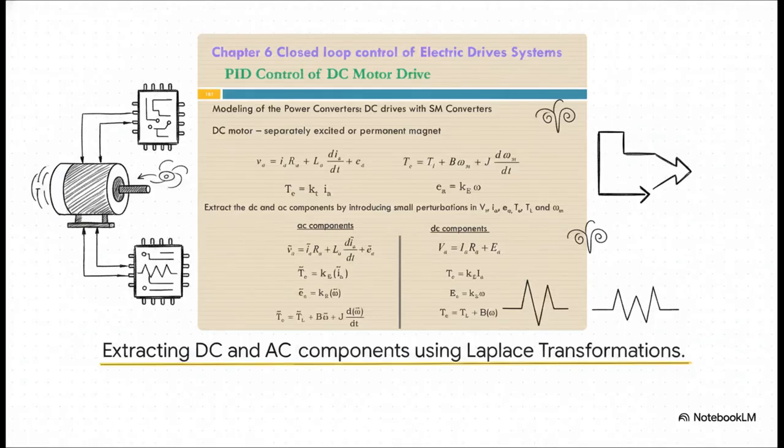Now, what's really interesting here is how we translate the physical realities of a separately excited or permanent magnet DC motor into a pure mathematical model. We look at differential equations representing electrical and mechanical dynamics, and by introducing small perturbations, we can extract the DC and AC components. This lets us model exactly how DC drives interact with switch-mode power converters. And by using Laplace transformations, those S variables, we basically turn complex time-based calculus into much more manageable algebraic equations. This tells us exactly how the converter voltage impacts the physical output of the motor.